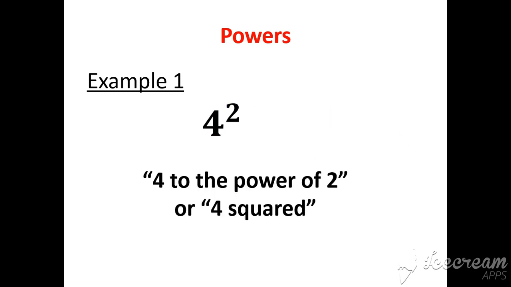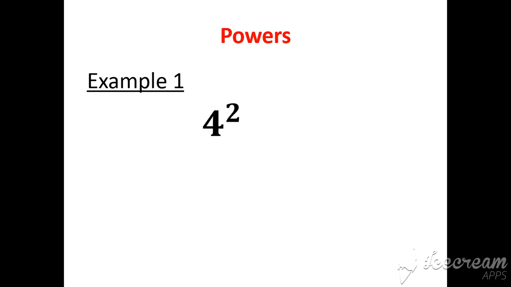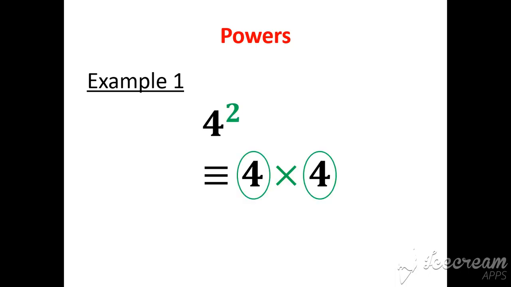So when we say 4 to the power of 2 or 4 squared, what does it mean? Well, it actually means 4 times 4. 4 squared means 4 times 4. The 2 tells us to take the base of 4 and times by itself twice. Now 4 times 4 is 16. So 4 squared is 16.